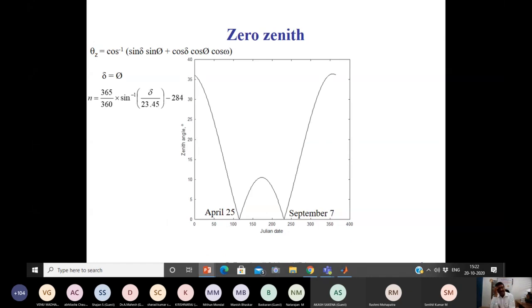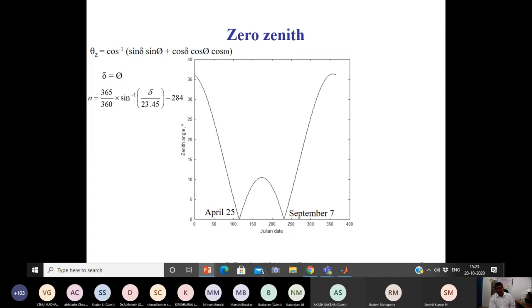In this location, I think it is 12 degrees or 13 degrees I plotted. The two times zenith is coming at around April 25th, when the zenith angle is 0, and again on September 7th, when the zenith is 0. That means they can feel a 0 zenith angle two times, where the sunbeam is falling exactly overhead. That is 2 days at the 0 zenith position.